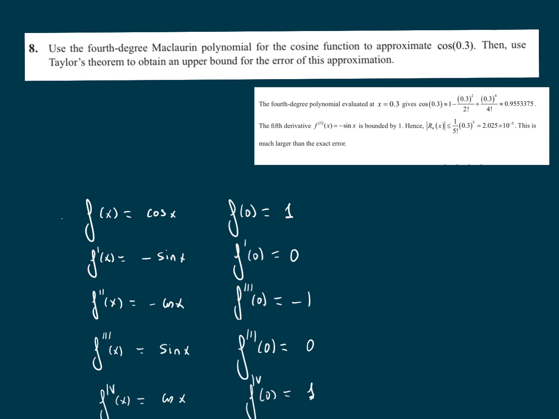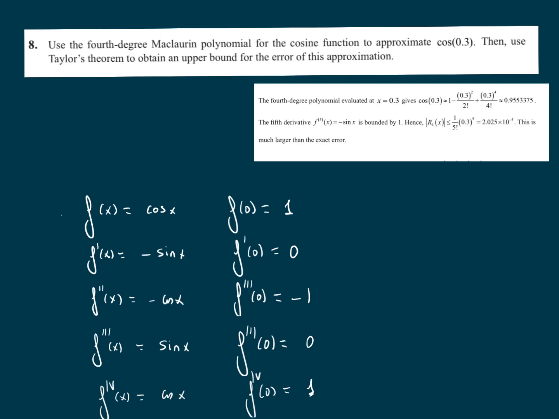Okay, the first thing that we have to do is to build the 4-degree Maclaurin polynomial for cosine of x. To do that, we need the information of the function, of the derivative of the function, the second derivative, the third derivative, and the fourth derivative.